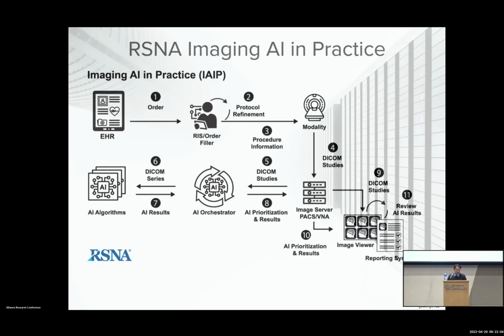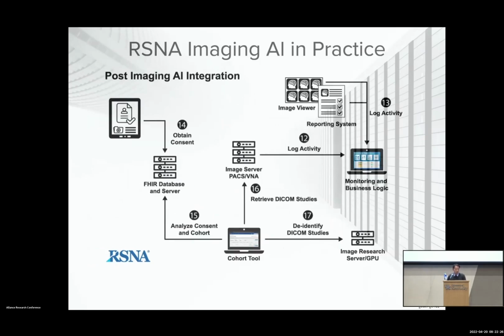And this diagram shows you, it's a very complicated diagram, but it shows you all the pieces or places in the current clinical workflow. And every single one of them is a potential opportunity to incorporate AI or to improve the clinical workflow.